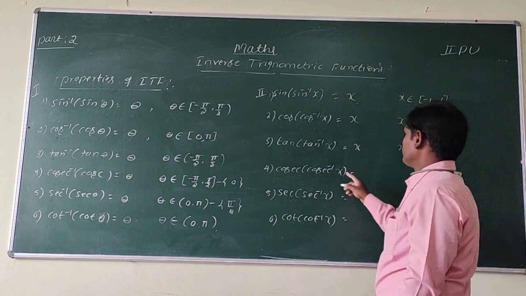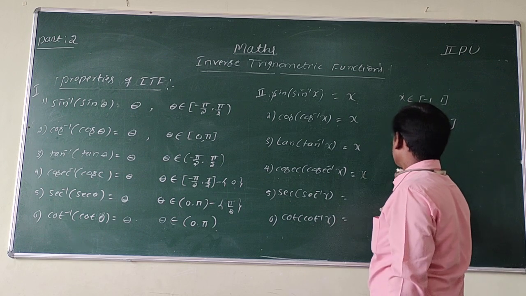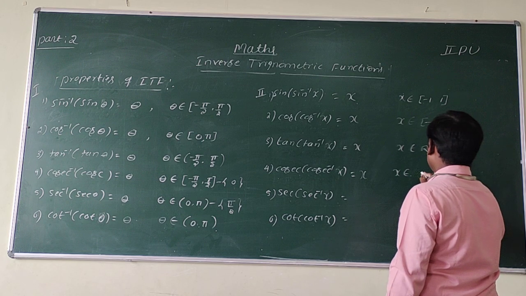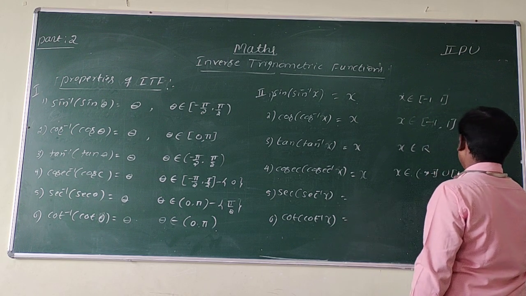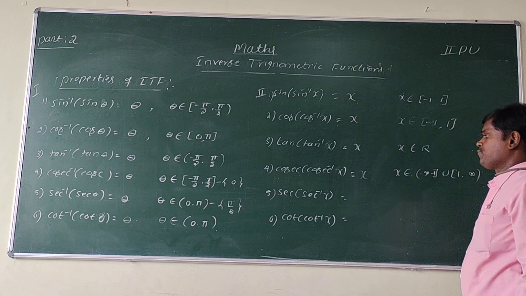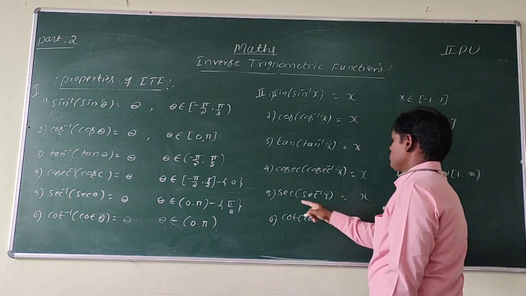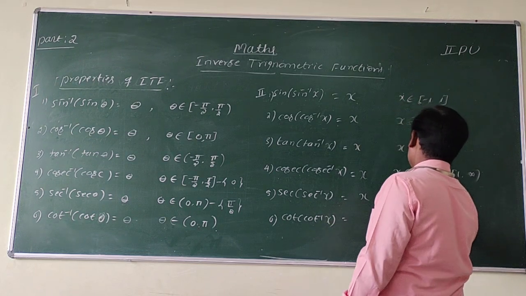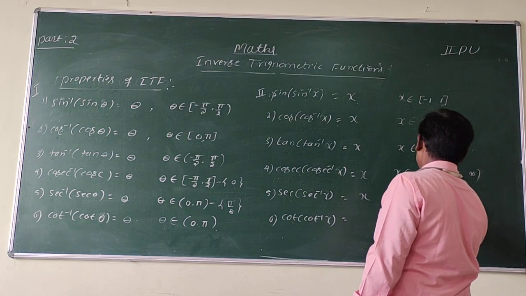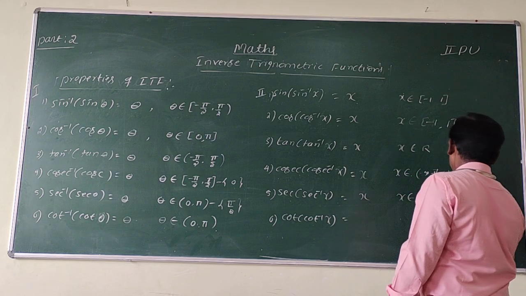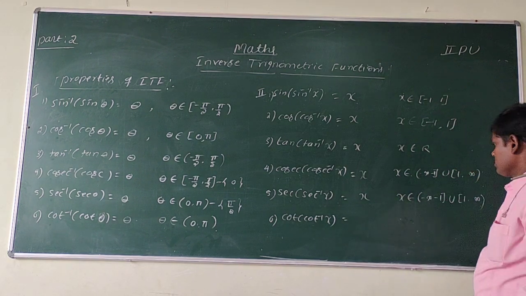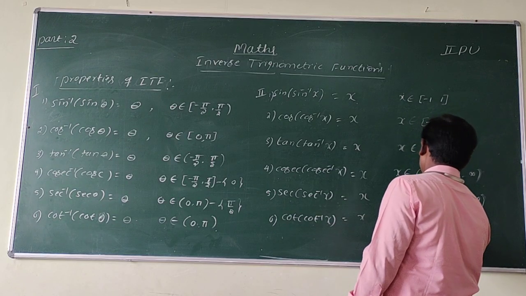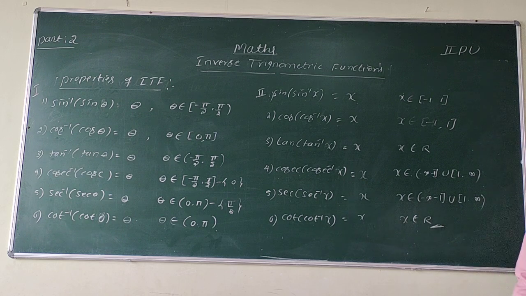So cosecant inverse of x is x when x belongs to -1 to -infinity, union of +1 to +infinity. Similarly, secant inverse of secant of x is equal to x, if x belongs to -1 to -infinity, union of 1 to infinity. Similarly, cot inverse of x is equal to x, so x belongs to R. Correct?